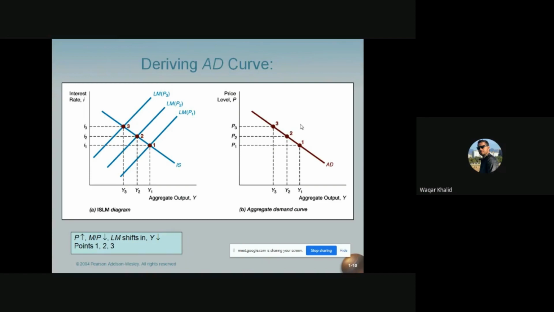But as you can see, the aggregate demand curve is sloped downward. The question is why its slope is downward. The aggregate demand curve has a downward slope because a higher price level reduces the money supply in real terms, raises interest rates and lowers the equilibrium level of aggregate output. So that's why there is a negative relationship between aggregate output and the price level. We have a downward slope for the aggregate demand curve.